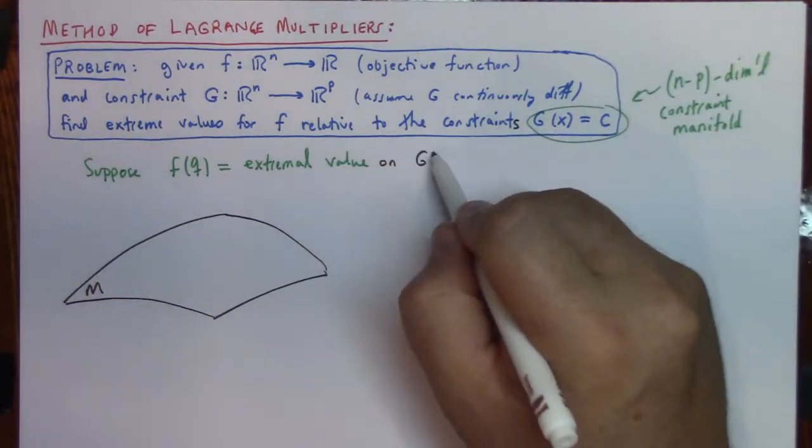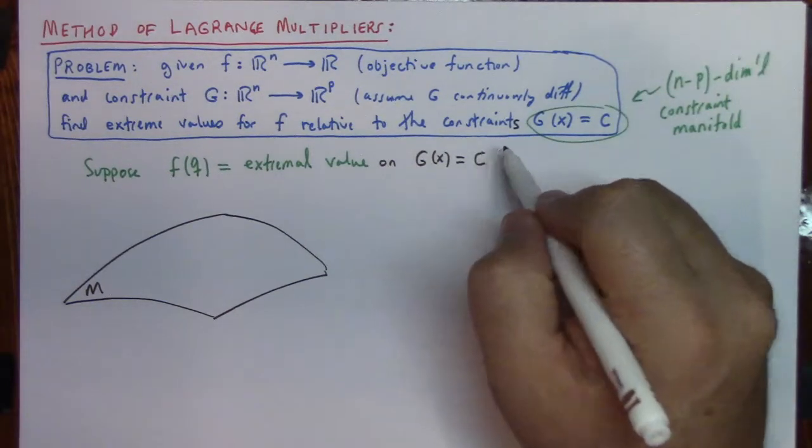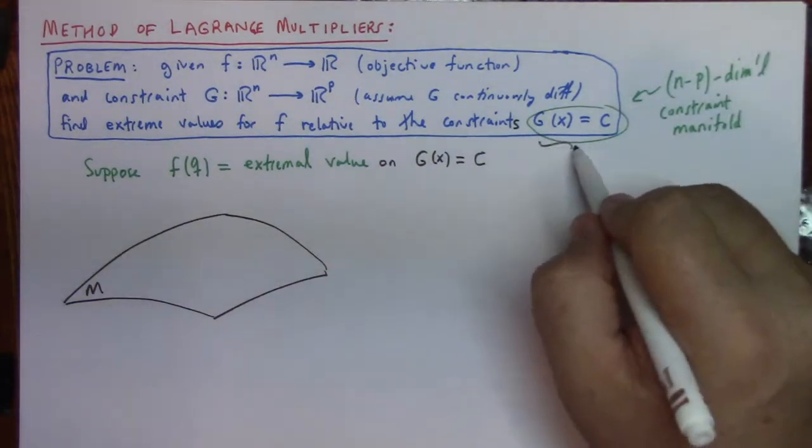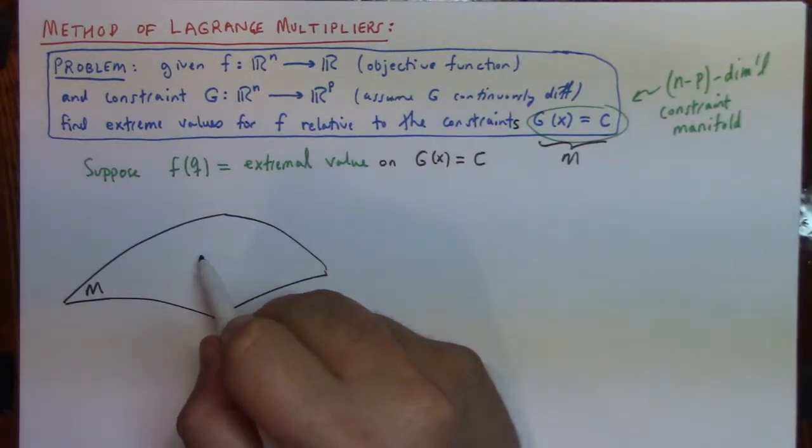So extreme value on g of x equals c. I haven't even given it a name. Well, I guess I called it M. So let's call the solution set to that M, all right? So Q is some point on here.